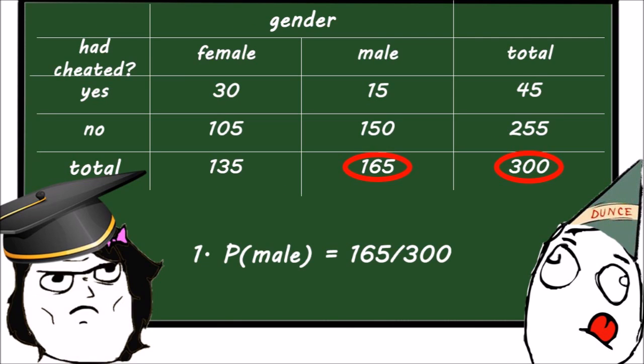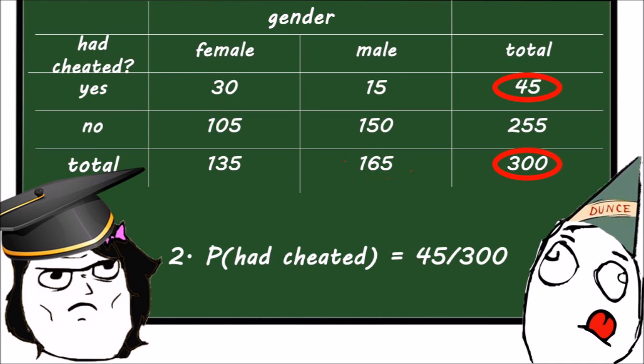Well, for the first one, it's 165 over 300. Ding ding! For the second one, P had cheated is 45 over 300. Yeah, you got it right.